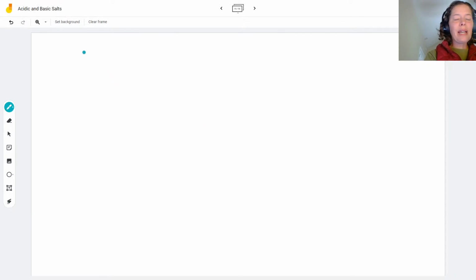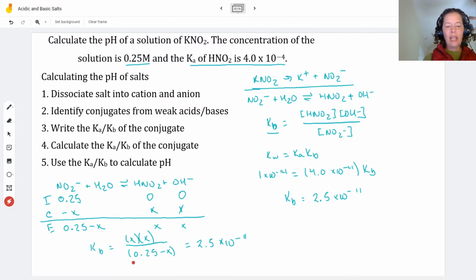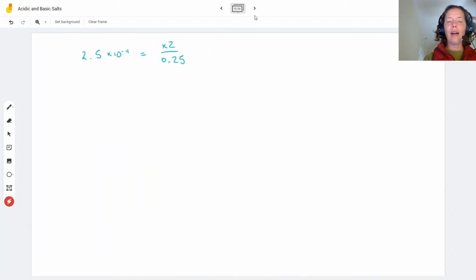All right, I've got my Kb, which is 2.5 times 10 to the negative 11th, and this is now going to equal x squared over 0.25. So what I've done is I have taken this expression right here and made that x squared, because it's x times x. And then I have dropped this minus x because we can drop that minus x. It's totally within error for that. Now it's much easier to calculate x squared. I can do that with just a simple square root. So I get a value of x of 2.5 times 10 to the negative 6.